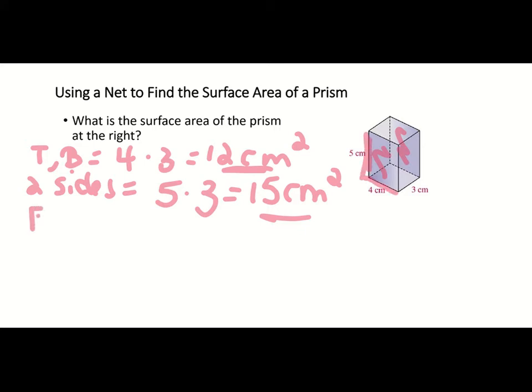So we'll do front and back. That'll be 4 times 5, which gives me 20 centimeters squared.